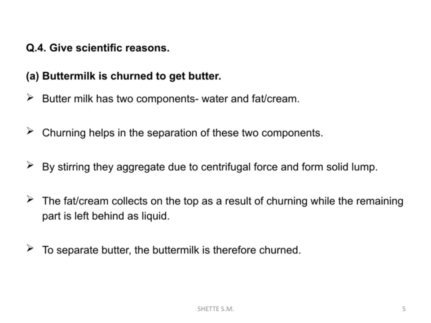So, by churning the buttermilk, we're essentially encouraging the fat to aggregate and separate from the water, making it easier to collect as butter. This scientific process explains why churning is so effective in butter making.